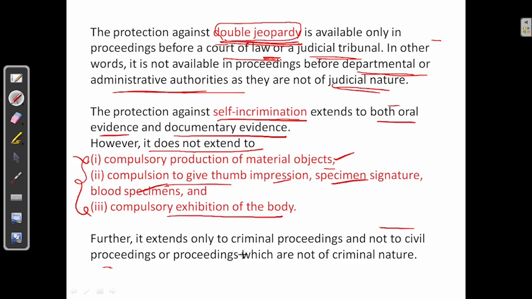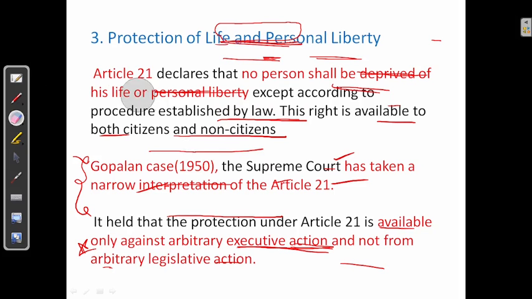Further, self-incrimination protection extends only to criminal proceedings and not to civil proceedings or proceedings which are not criminal in nature. Okay. Next.